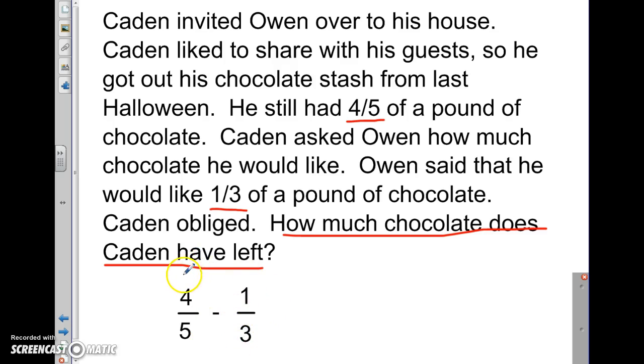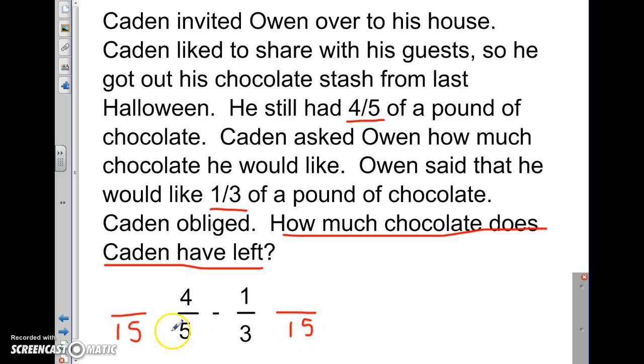Very generous. So again, though, it's not going to be 4 minus 1 is 3, because we're talking about different size pieces here, right? The denominators are different, so we need to change them so they're the same. Again, we're going to look for common multiples of these denominators, 5 and 3. If I think 5, 10, 15, and so forth, and by 3s, 3, 6, 9, 12, 15. 15 is a common multiple, so that's the common denominator we're going to go with here.